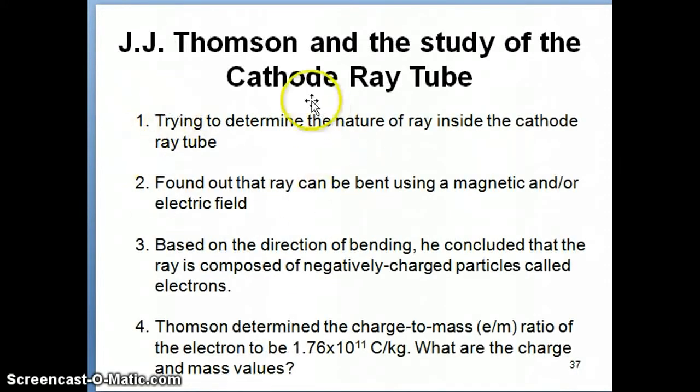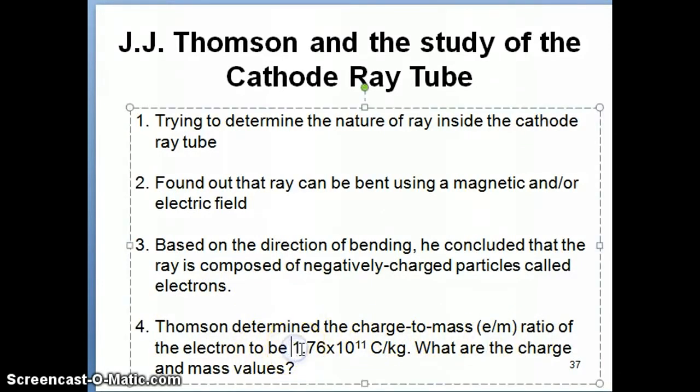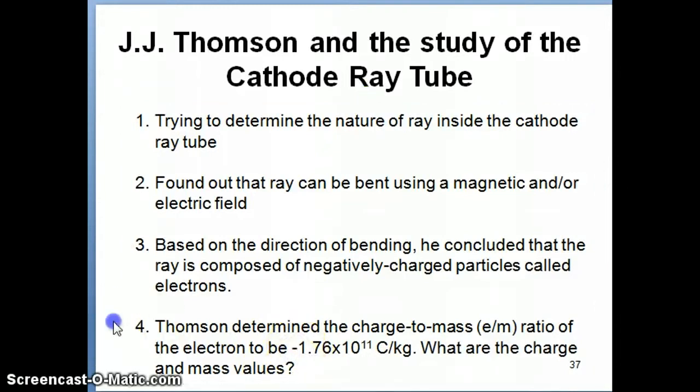So here's a brief summary of what Thomson did and what we talked about in the previous video. But basically at the end of his experiment he discovered that the cathode ray is composed of negatively charged particles, which was later called electrons. Now, one thing that I want to describe a little bit is that Thomson was able to determine something called the charge to mass ratio of the electron to be a certain value, which is given here. And this should be actually negative number here. But the value is negative 1.76 times 10 to the 11th coulombs per kilogram.